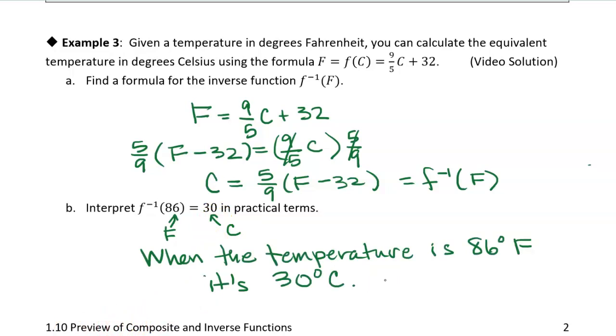The inverses come in handy. Like I said, we only have to do the algebra once rather than doing the algebra every time we're given F and we want to find C. With an inverse, we can do the algebra once and create a new function. Then we have a formula that we can use, and we just plug in the Fahrenheit temperature and convert it to Celsius. All right, I will see you for the next video.